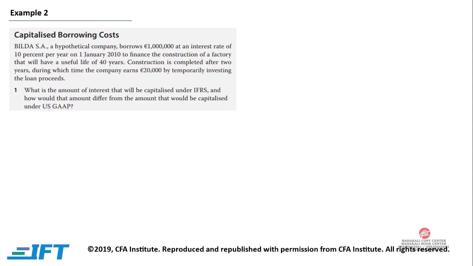Example 2, capitalized borrowing cost. Builder, a hypothetical company, borrows $1 million at an interest rate of 10% per year on 1st January 2010 to finance the construction of a factory that will have a useful life of 40 years. Construction is completed after 2 years. Now, if it is completed in 2 years, what will be the interest? So, interest would be 1 million times 10% multiplied by 2, that is 200,000. That is your interest.